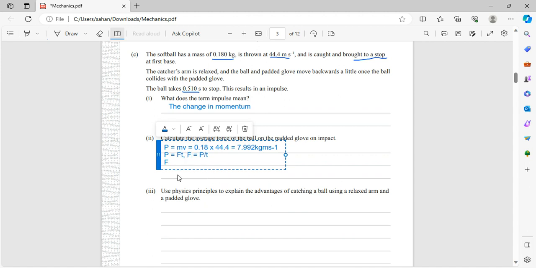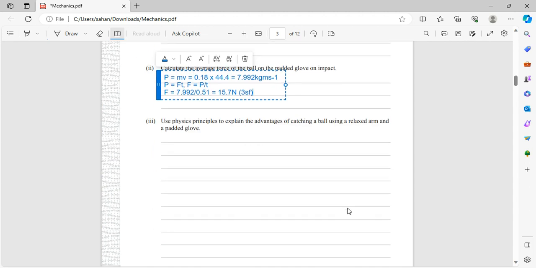Okay, so F is equal to P over T, which is 7.992 as we calculated, over the time, which is given as 0.51 seconds. So if we do that on the calculator, you get 15.7 newtons to 3 significant figures. Yeah, I think I rounded correctly there.